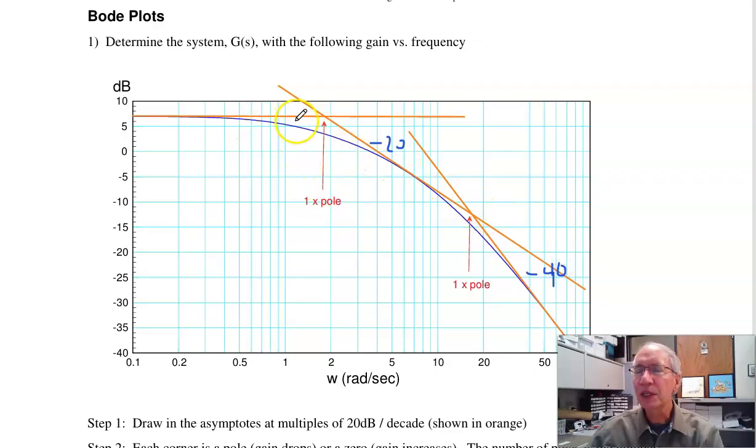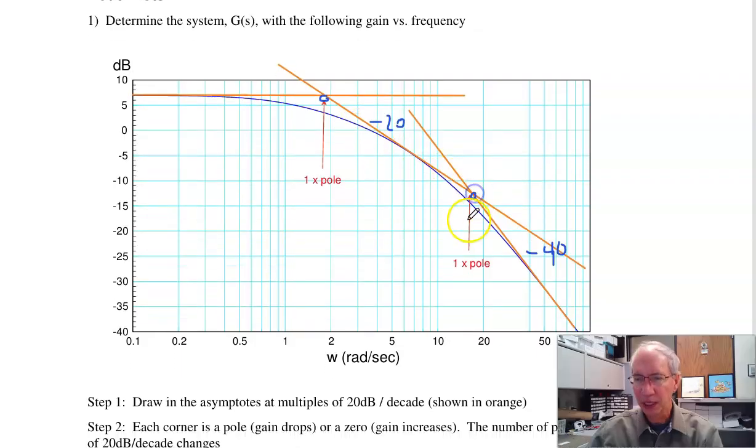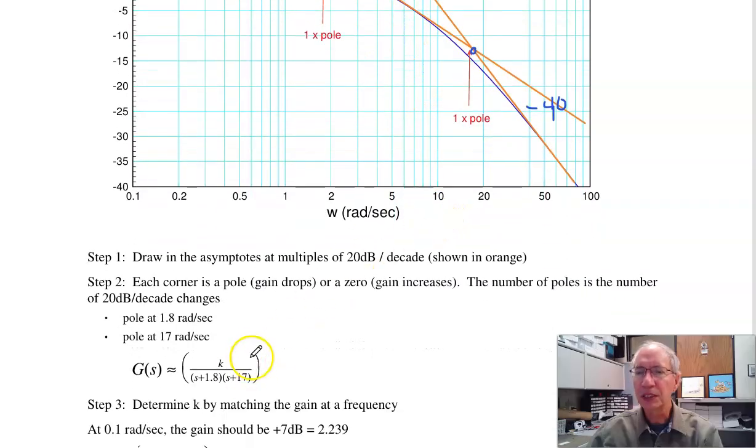What that tells you is where the two intersect at a corner, that tells you there's a pole. So here I drop by a factor of 20. There's one pole at about 1.8. There's another pole at about 17. So it tells you that the transfer function is roughly some gain k over (s plus 1.8)(s plus 17).